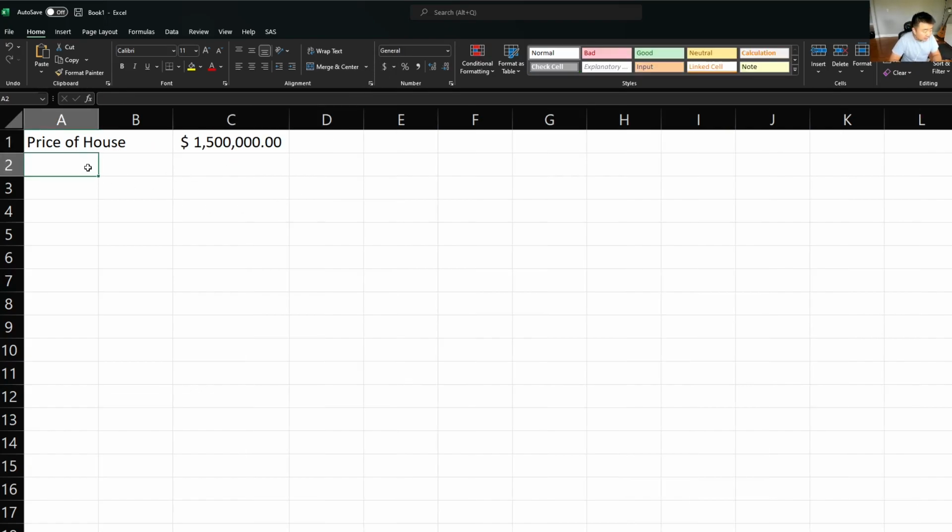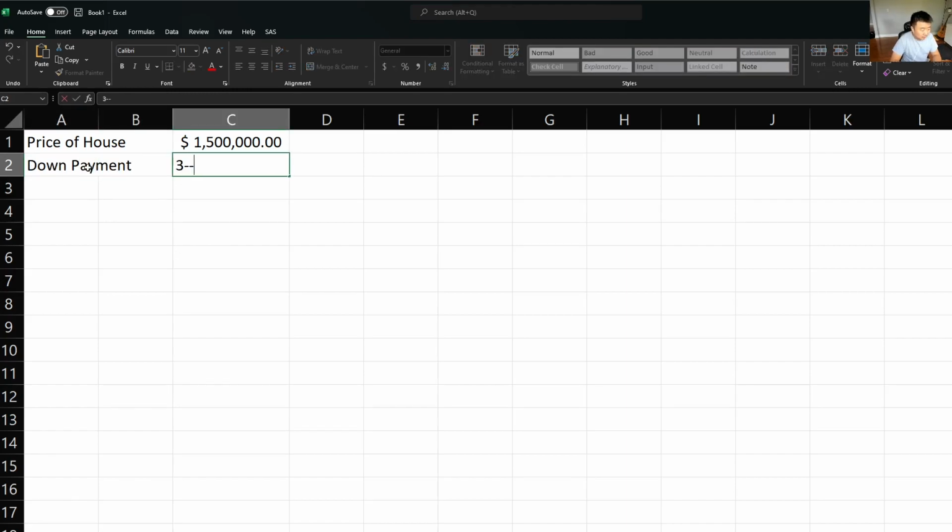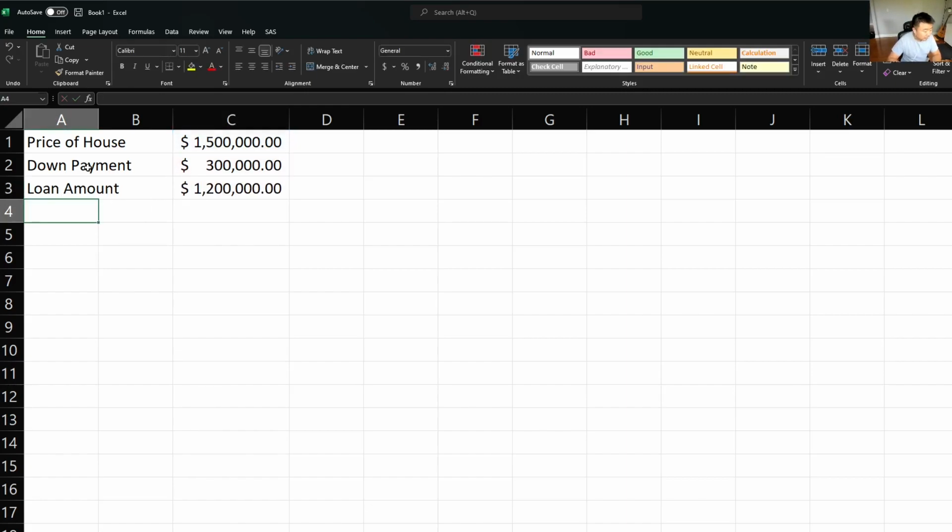And then let's say we want to make a down payment of, we are gonna make a down payment of $300,000. Okay, so the amount of the loan is the difference between these two, of course. So it's $1.2 million.